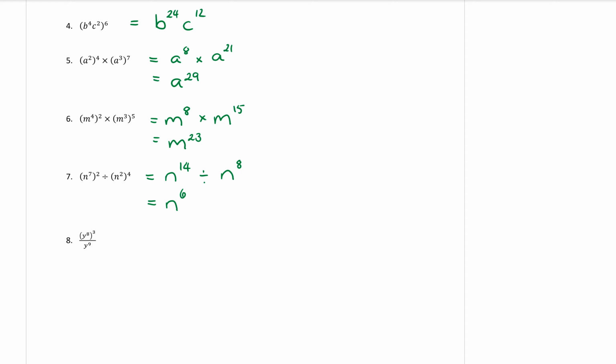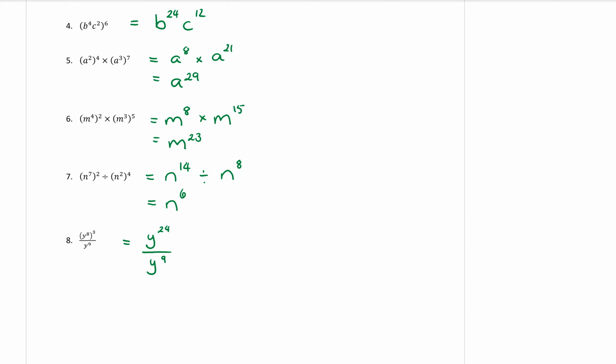And question 8. The first thing we want to do is to expand the bracket. So y is the base, and we multiply the powers. 8 times 3 is 24. On the bottom, we don't have any brackets to expand, so I'm just going to write that down again, y to the power of 9.